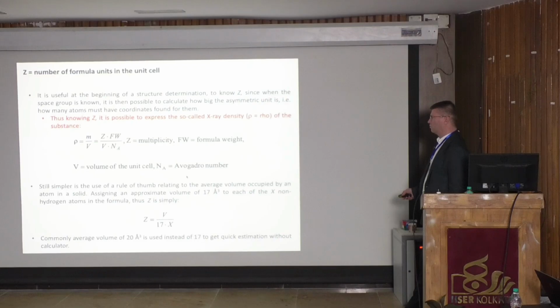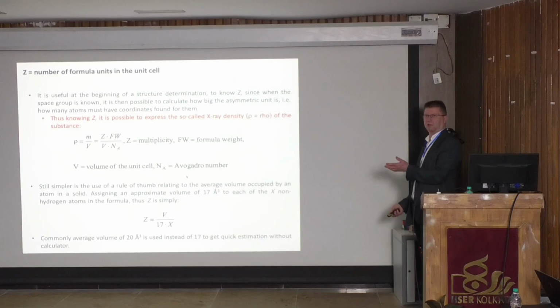The other way around, if you know the volume and you know the Z, you can now estimate how many atoms you have. So always when you have only one unknown, you can then calculate it. Very simple. You can also use 20, it's not a big deal. Calculation with 20 is easier than 17, because you can just multiply, very simple.